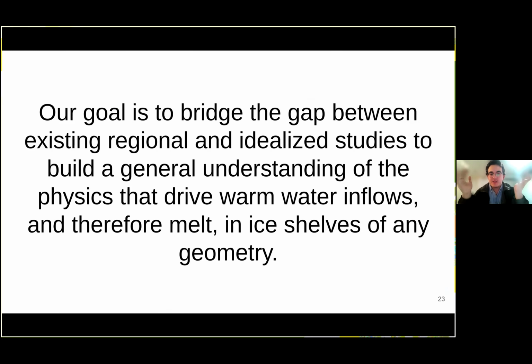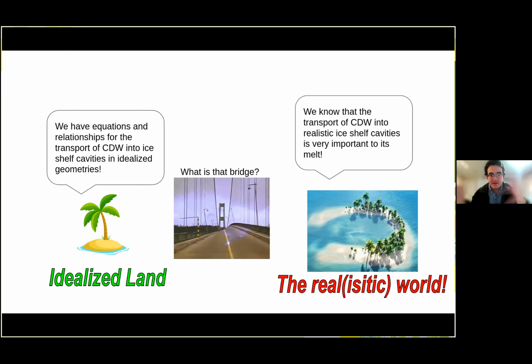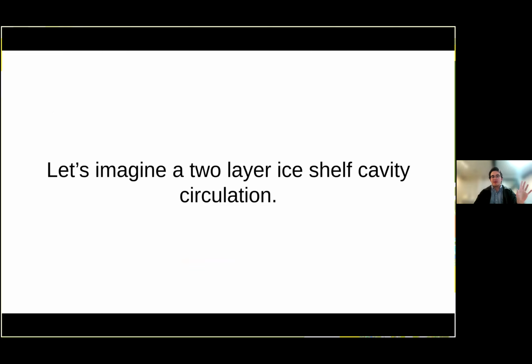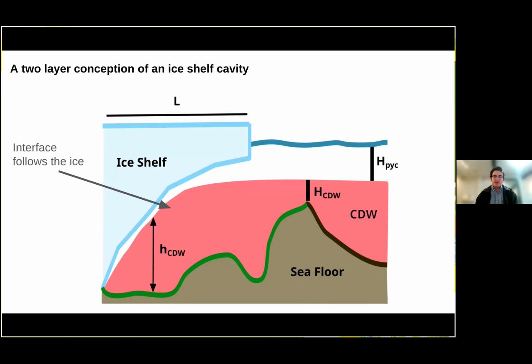And so our goal is to build a general understanding of the physics that drive warm water inflows and therefore melt in ice shelves of any geometry, and bring those two worlds together. And so to do that, we're going to imagine, kind of like Ken's paper, a 2-layer ice shelf cavity circulation, but this time we're going to include the ice shelf. And so what I've drawn here is an ice shelf with a lumpy sort of continental shelf and bed and some sill somewhere.